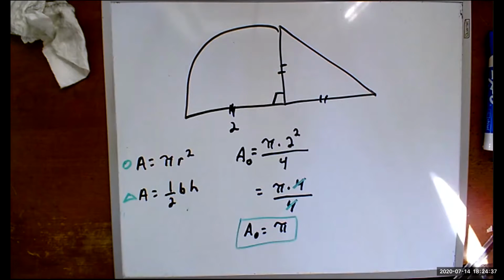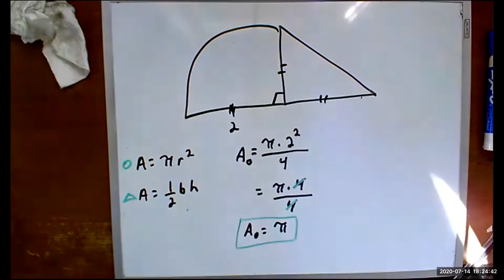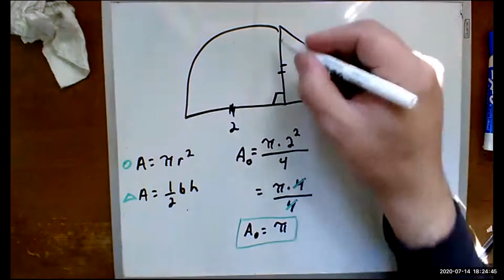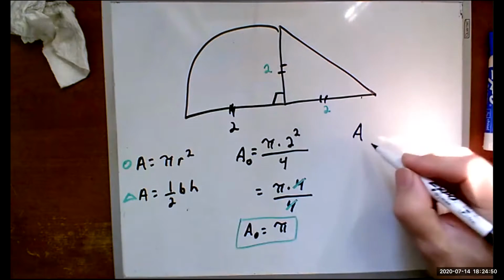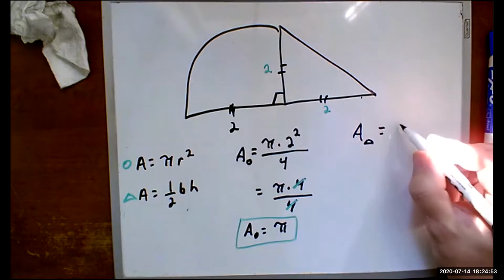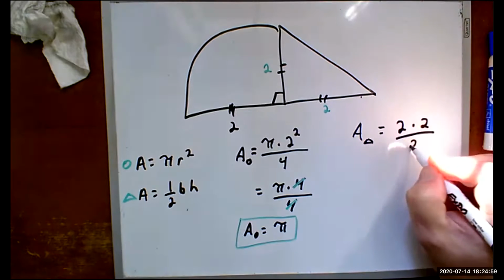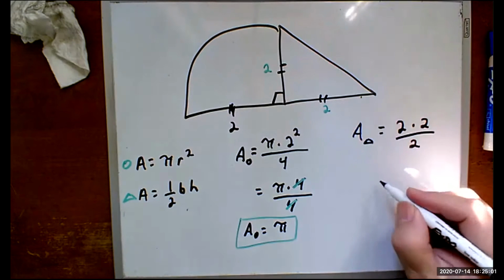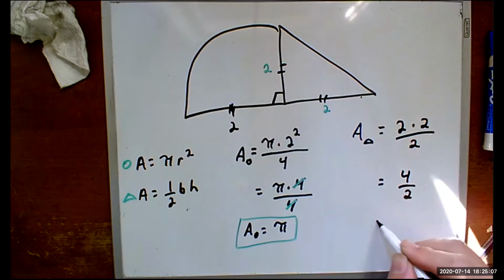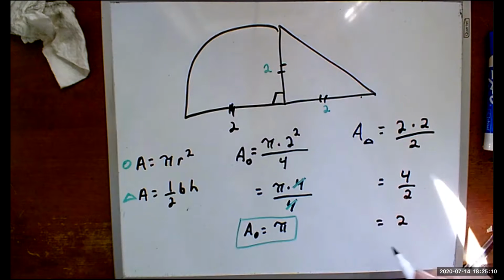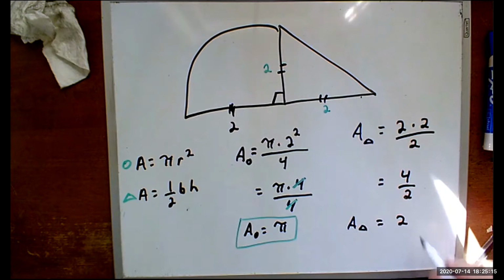Now we move on to the triangle part. Well, we want 1/2 base times height. Our base is the same as that. Go ahead and fill that in with a 2. Our height is also 2. So the area of our triangle is going to be equal to 2 times 2 divided by 2, which is a little bit silly, but that's just how the numbers work out. 2 times 2 is 4, and 4 divided by 2 is 2. So the area of our triangle is going to be equal to 2.